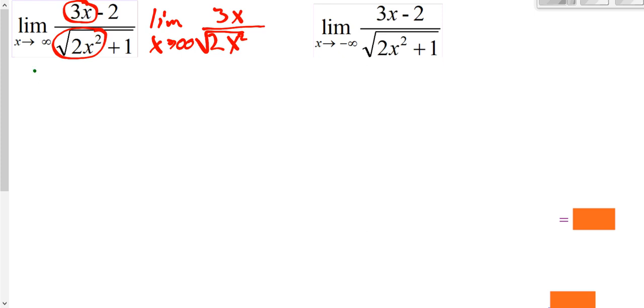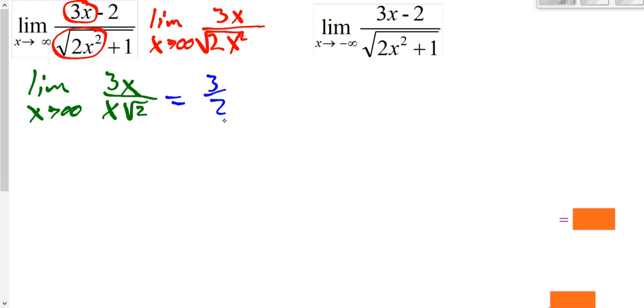well, on the bottom, that x comes out of the root because it's squared, and we'd have this. And you guys know that x over x cancels, so we should get 3 over 2.